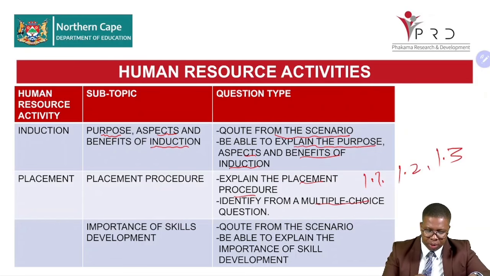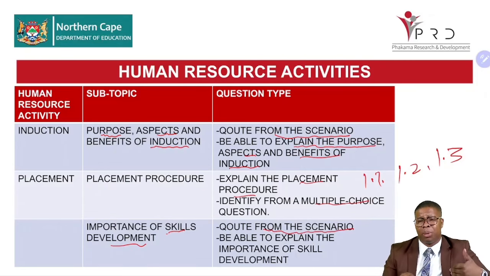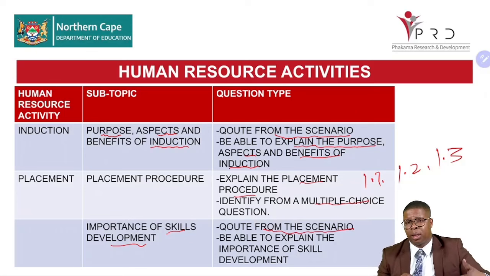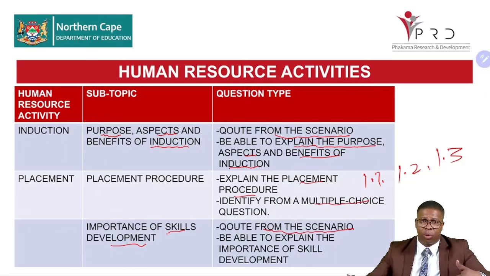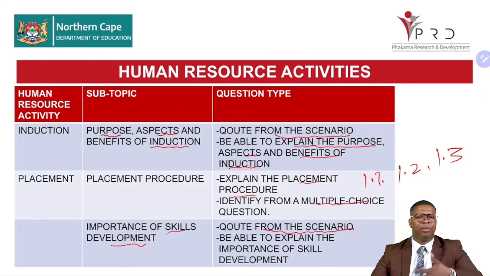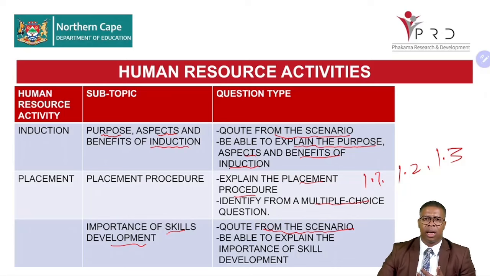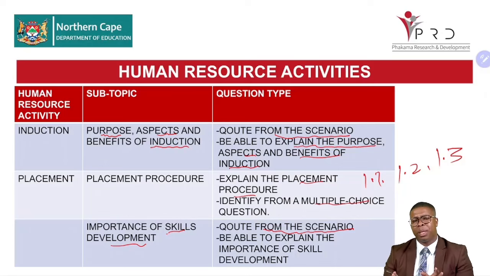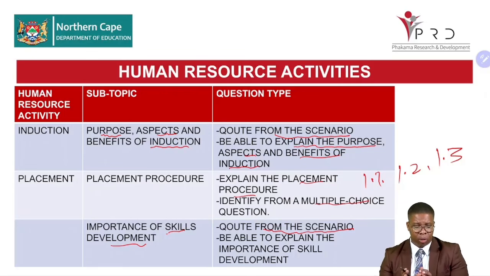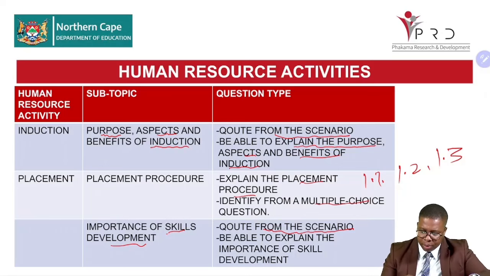Then as we proceed, we also have the importance of skills development. You can be required to quote from the scenario, because we're talking about why skills development is important. Remember, you will not talk about productivity here. Here you just talk about why it is important to the workers. That's why it talks about the workers feeling valued, and the business showing that they appreciate their employees, hence they are improving their skills. So we are looking at the perspective of the employee only, to say how they would take the importance of skills development. Then, be able to explain, which is a direct question, be able to explain or discuss or advise on the importance of skills development.